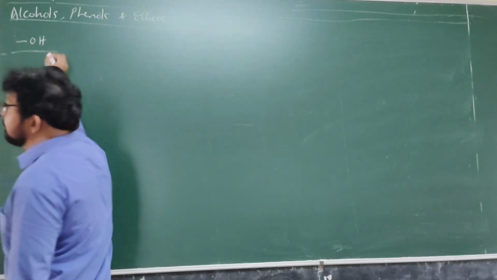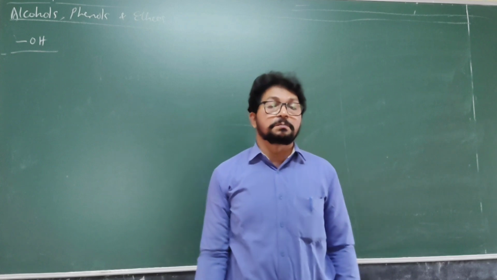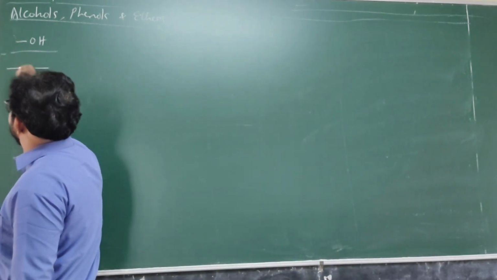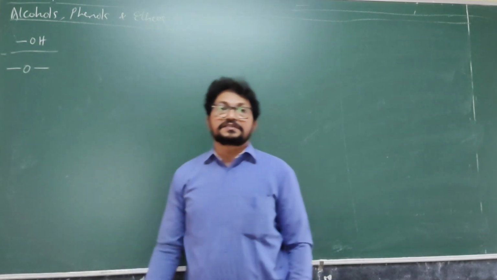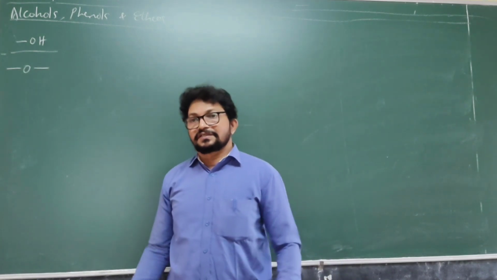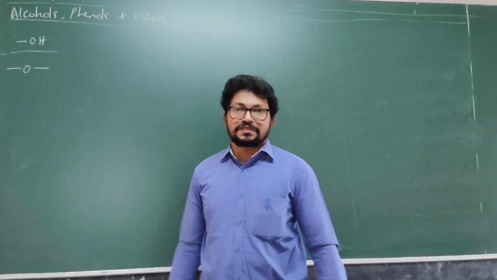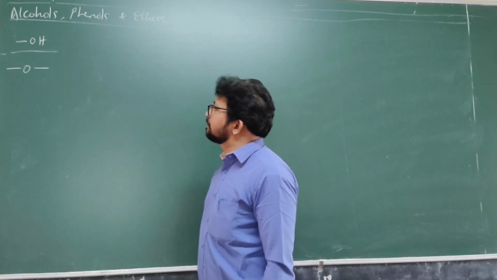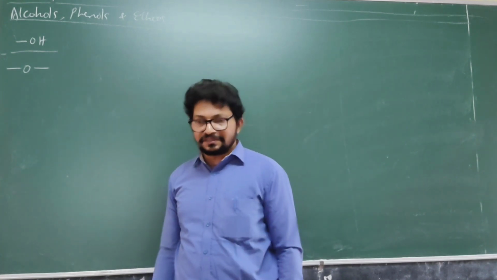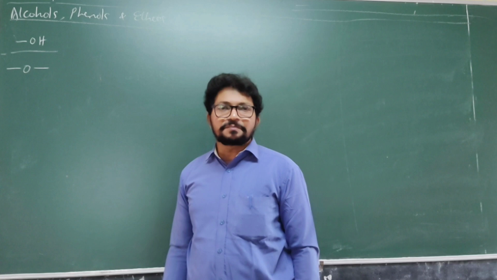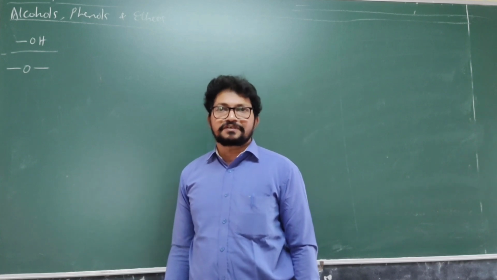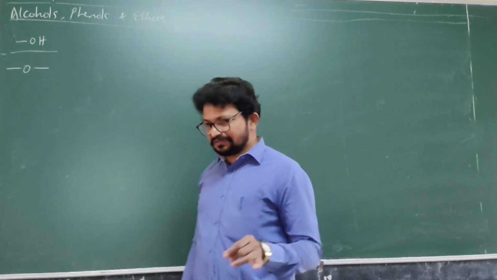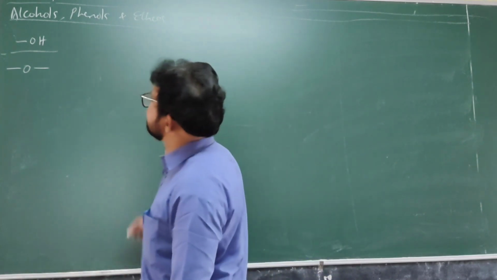ethers. So you all know OH is a functional group in both alcohols and phenols, and in ethers this is the ether bond, when carbon links to oxygen. They are called alkoxy alkanes. So these three types of compounds we are going to learn: methods of preparation, where some reactions are involved, and chemical properties. I will try to cover the synopsis part in this class.